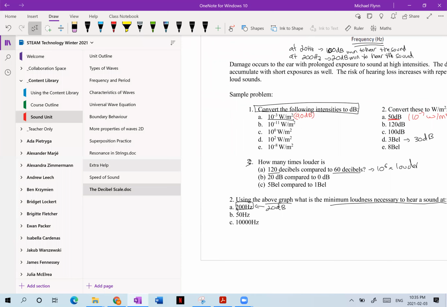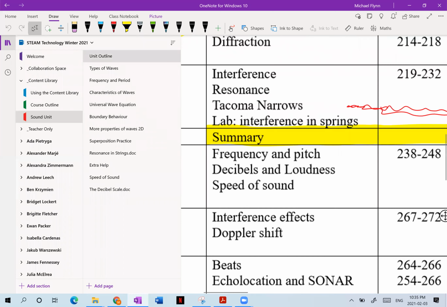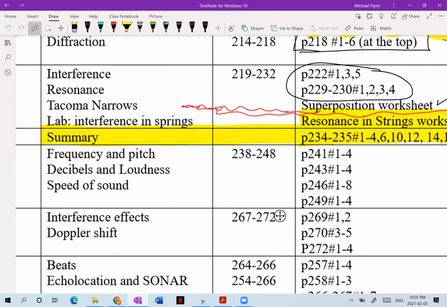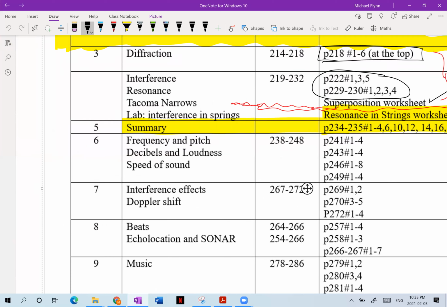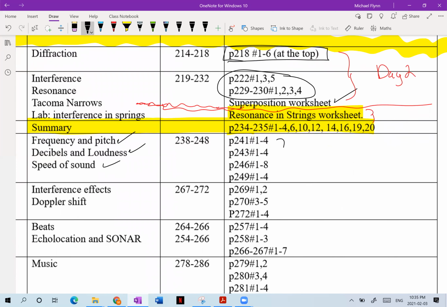Now, let's go to the homework outline and let's see what we got accomplished here today. So we talked about frequency and pitch, so that's done. We did decibels and loudness, we just did that. We did speed of sound at the beginning, so that's all taken care of. So you also have this homework to do, and we're going to hold it there.